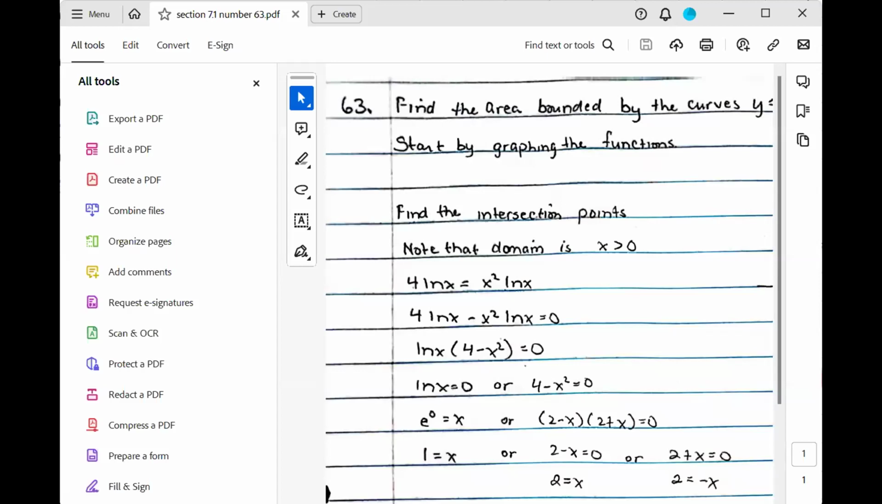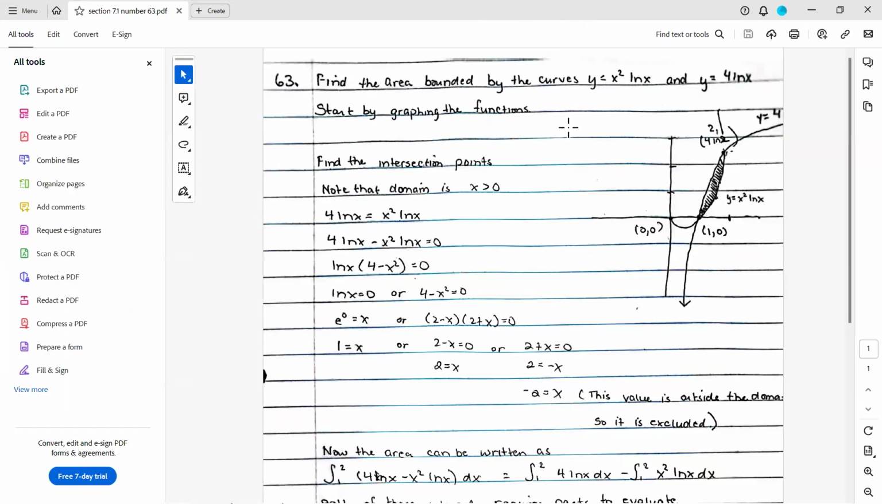So let's take a look at problem 63 from 7.1. It says this: find the area bounded by the curves y equals x squared natural log of x and y equals 4 natural log of x. Okay, what you see on the screen is my solution to the problem.